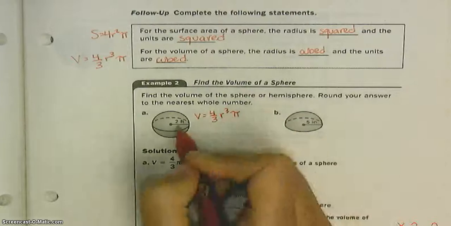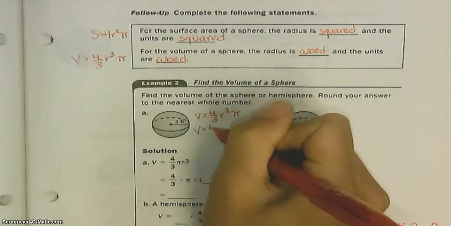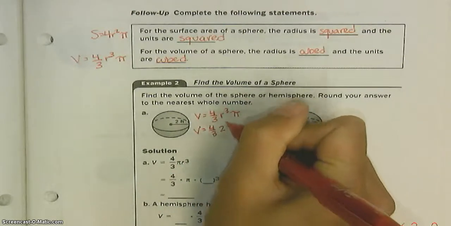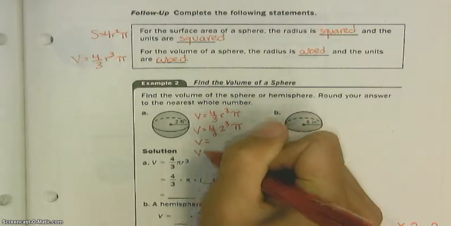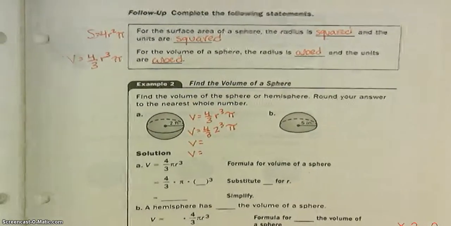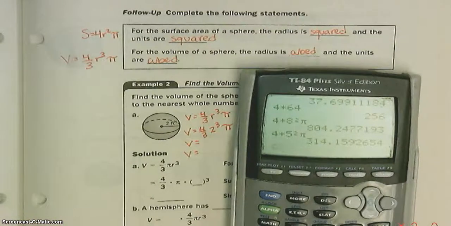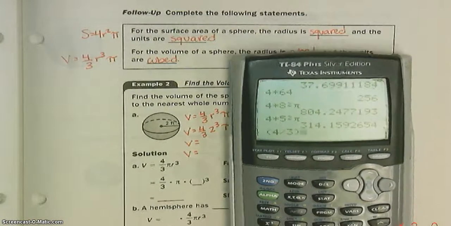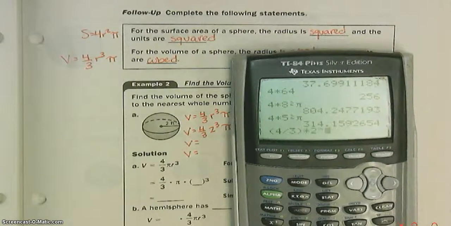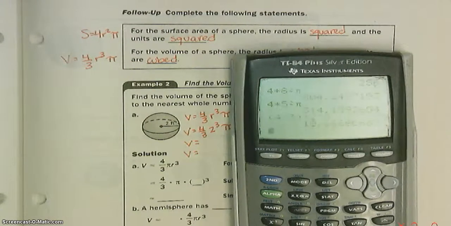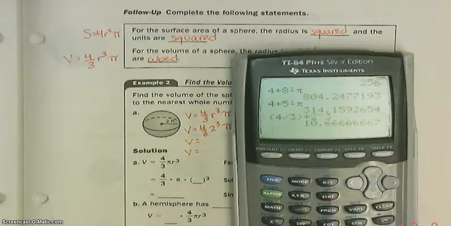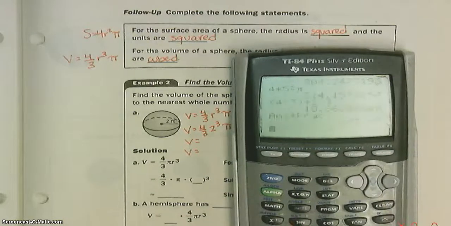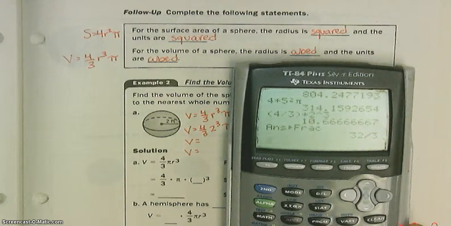Write the formula, now I plug it in. Volume equals 4/3 2 cubed pi. You can leave it in terms of pi or you can put it in your calculator. So let's check it out. 4/3, you can just do 4 divided by 3 times 2 cubed, and then you can put pi in there. Or 10.6667 pi. I like to leave that as a fraction. So I'd leave it as 32/3 pi.